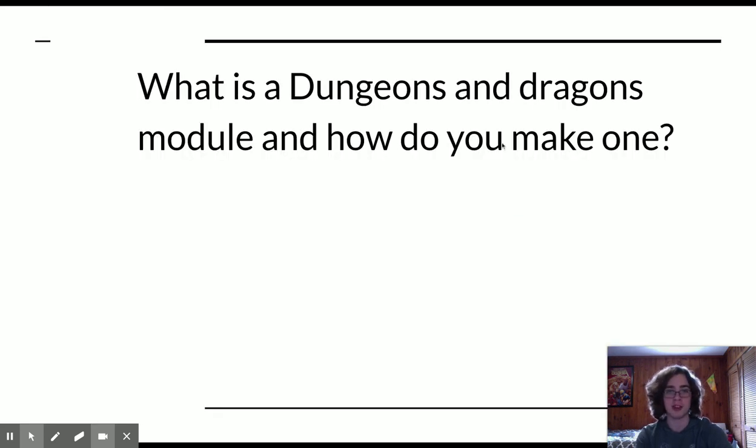So, what is a Dungeons and Dragons module, and how would you make one? Well, a Dungeons and Dragons module, like I kind of touched on earlier, is a book. It's a guidebook for the dungeon master to lead the players through the adventure. It is in charge of providing the names and descriptions of locations, important people your players might want to meet, the enemy of the entire place, what's the goal, that kind of stuff.